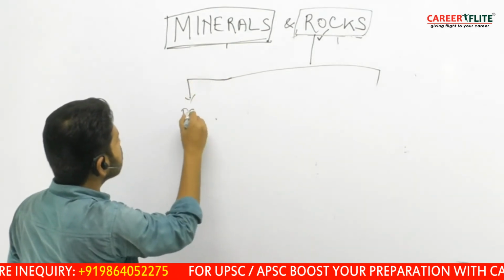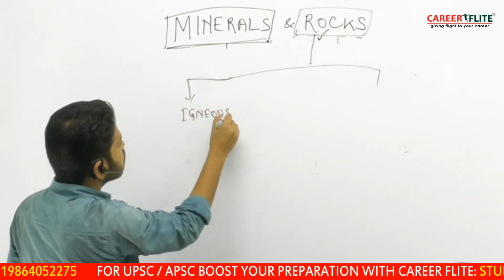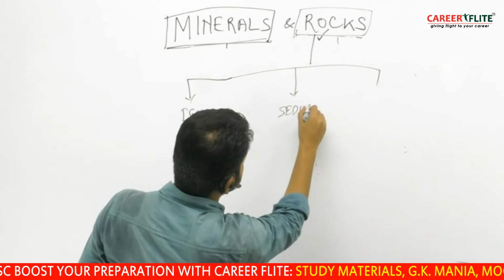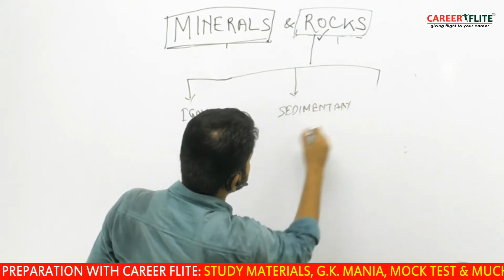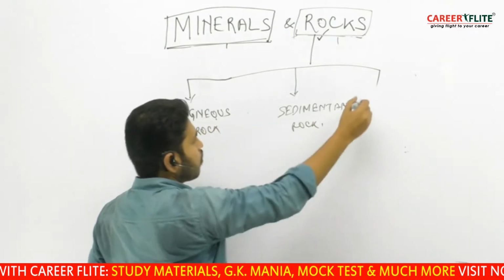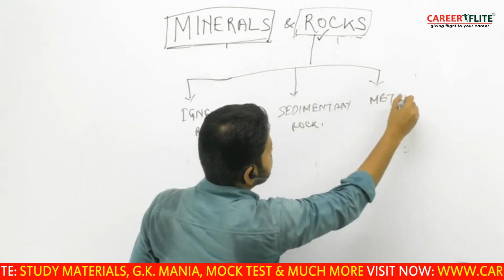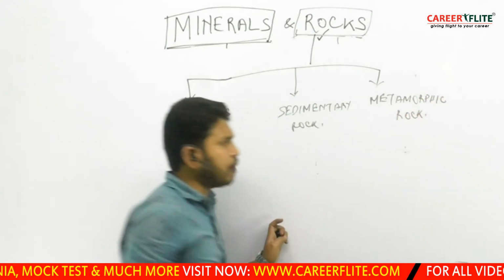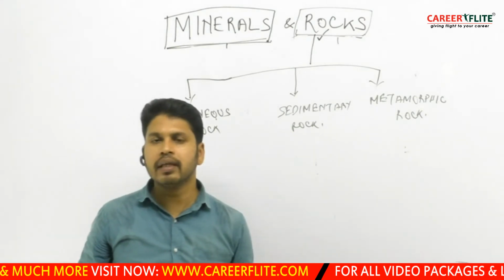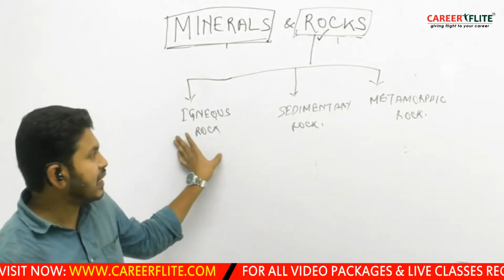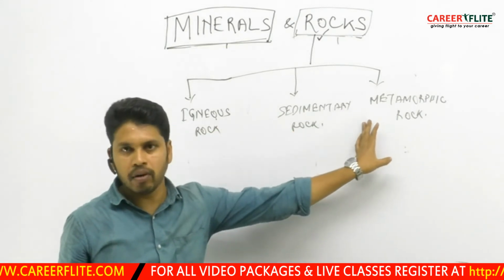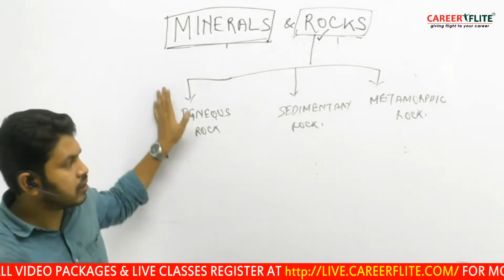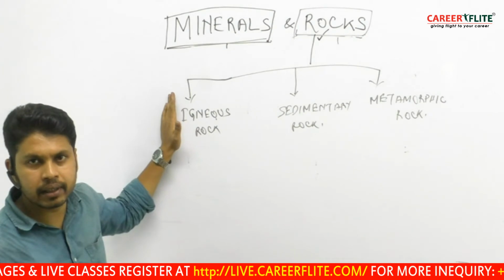One is igneous rock, then sedimentary rock, then next is metamorphic rock. So these are the three types of rocks. All the rocks present on the surface of the earth, we can classify into these three parts: igneous rock, sedimentary rock, and metamorphic rock. Now we are going to see each and every rock. We are going to understand the different types of rocks, their origin, the source of origin, and their characteristics and features.